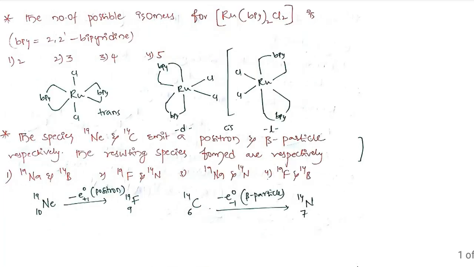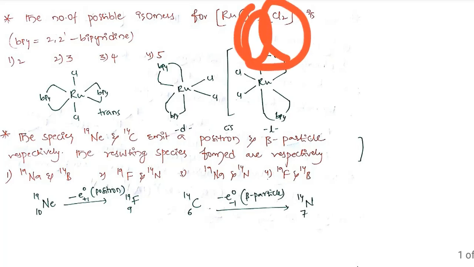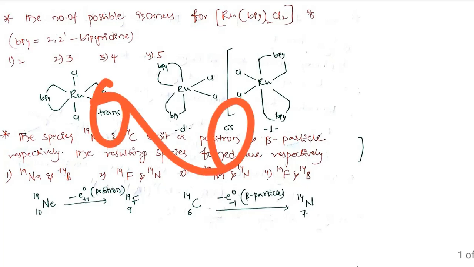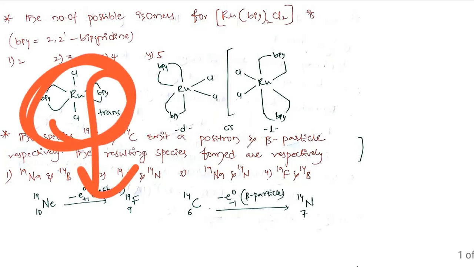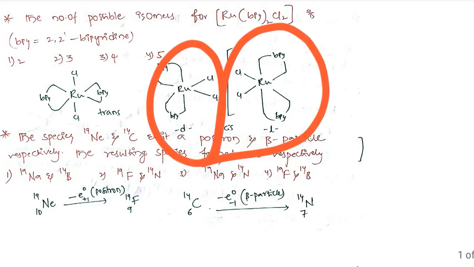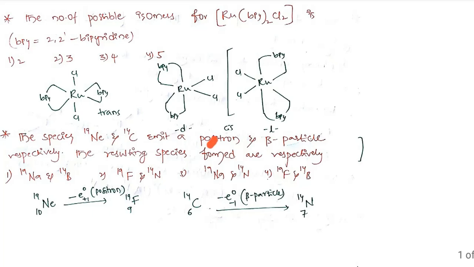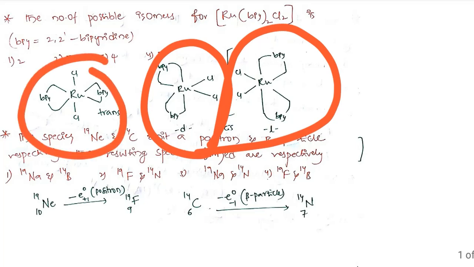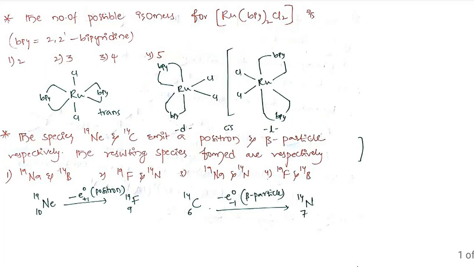Okay, next one: the number of possible isomers for a ruthenium complex, which is given with bipyridine as a ligand and 2 chlorines. Okay, right, and with bipyridines here we have two possible geometries, trans and cis. So this is trans, only one trans form can be observed, whereas if you look at the cis form, you can observe that those two cis forms are mirror images. They are enantiomers. Okay, so two enantiomers and one trans form. So a total of three possible isomers can be observed for the given ruthenium complex.